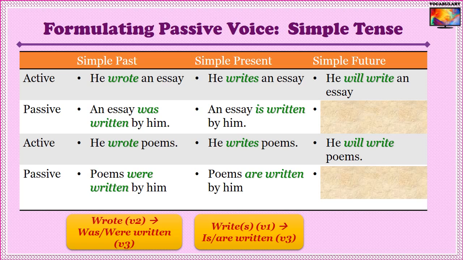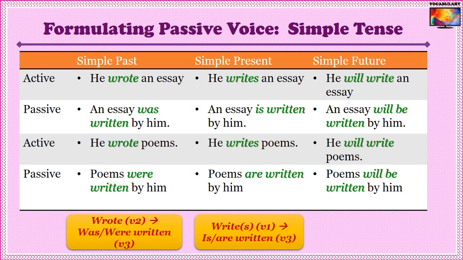And simple future tense uses the modal auxiliary will. He will write an essay. An essay will be written by him. He will write poems. Poems will be written by him. So will write is replaced by will be written.